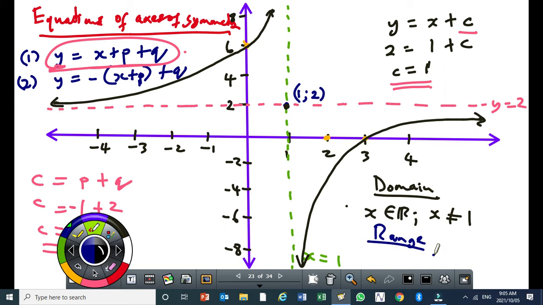Right? For the range, it's the same thing. Your range is the set of the y values. Right? So your y values will never include the y value at the horizontal asymptote. So this will be y is an element of real numbers, but y is not equal to 2. And then you are done. That's more complicated. How would you do that? Using y value.